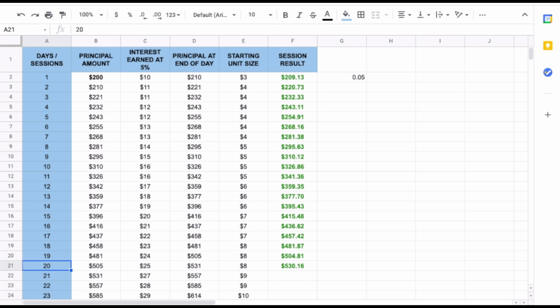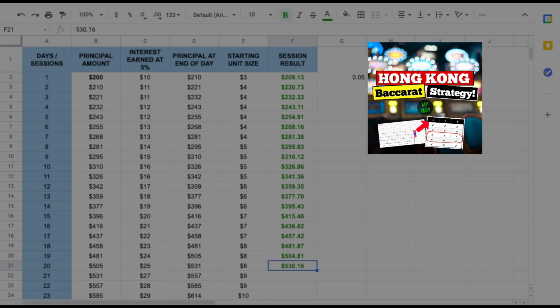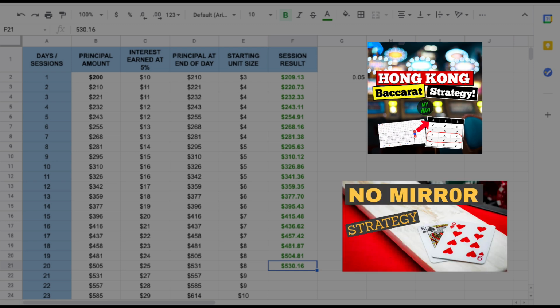Let's get back into our compound interest challenge. We left off on session 20 with a balance of $530.16. Hopefully that balance has gone up because I know Bitcoin has gone up. And today I'm going to show you two strategies that I like to mix together, and that is the Hong Kong Baccarat strategy and the no mirror strategy.